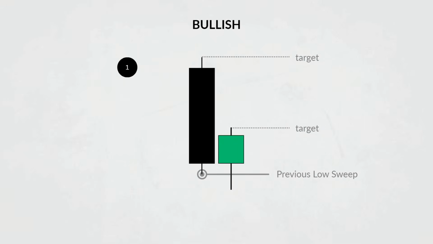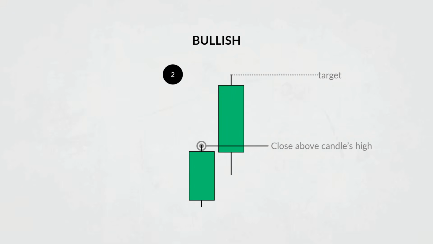Here's the first one. As you can see, price swept the previous candle's low and closed with a wick. When this happens, our target becomes the most recent candle's high, which is this one, and the previous candle's high, which is this one. Whenever you see this type of formation, especially on the higher time frame, it suggests that the market is most likely turning bullish.